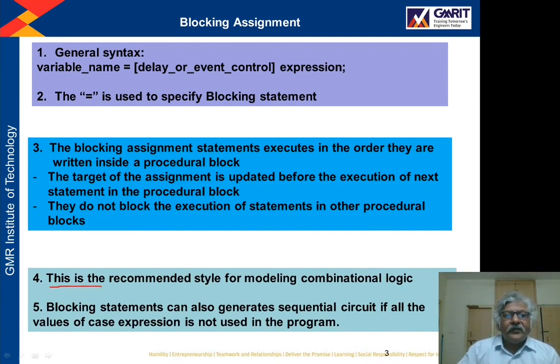Now this is the recommended style for modeling combinational logic. So basically we use the blocking assignment statement for the modeling of the combinational circuit. But it is also possible to use the blocking statement for the modeling of the sequential circuit. That is also possible. But generally for combinational logic modeling, we use the blocking statements.